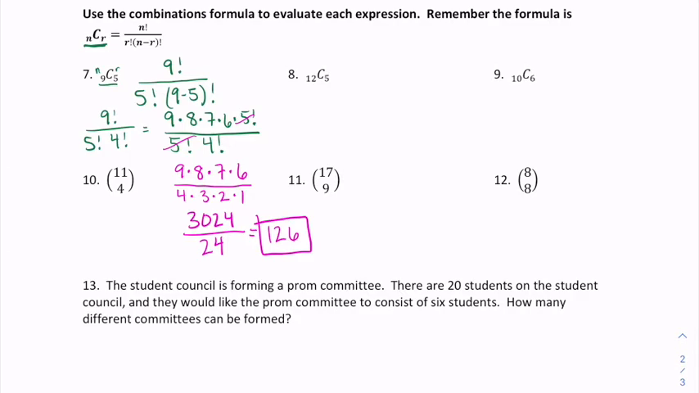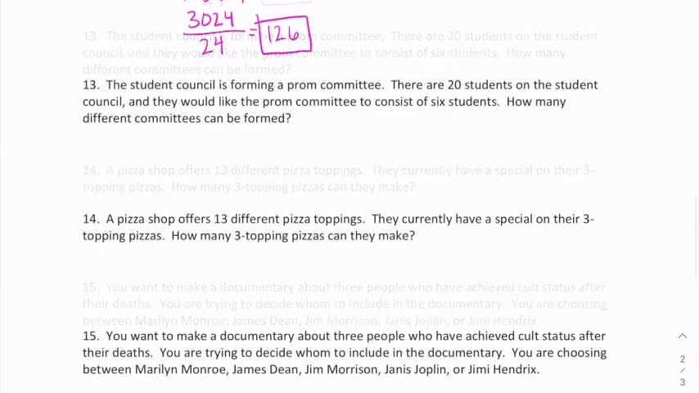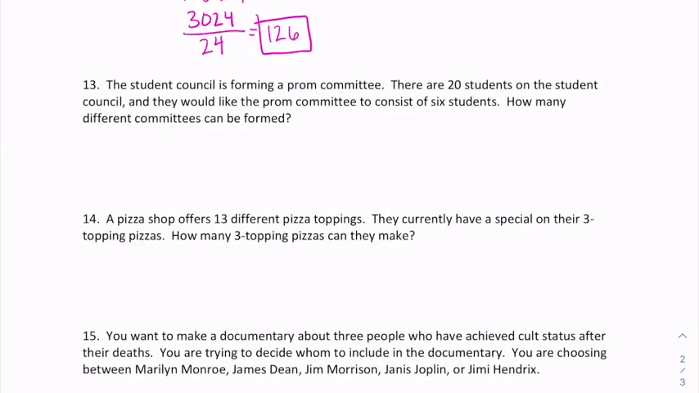Keeping that in mind, let's look at some of these story problems. Here on problem 13, we're asked, the student council is forming a prom committee. There are 20 students on the student council, and they would like the prom committee to consist of 6 students. How many different committees can be formed? So notice that in this case we have 20 students, and we would like to select 6 of them. So I have 20 students, and I want to choose 6.